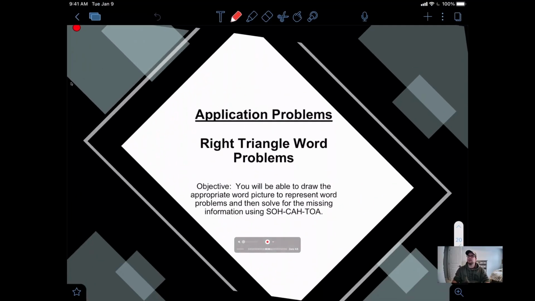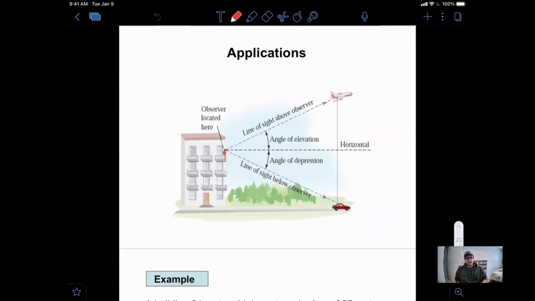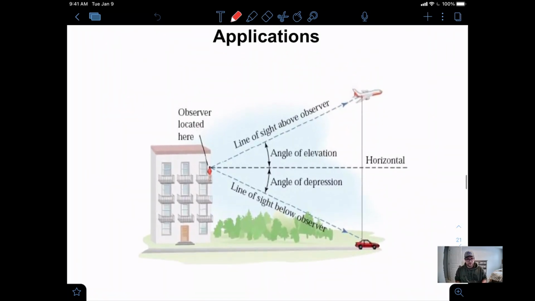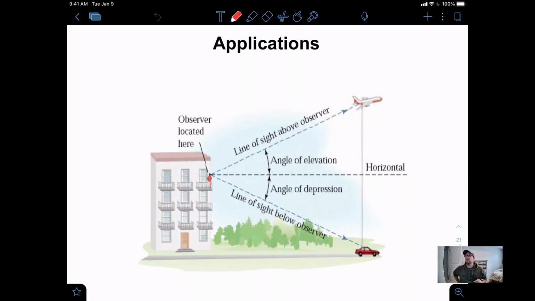Today we are going to be talking about right triangle word problems, application problems. Our objective is that you're going to be able to draw the appropriate picture to represent the word problems, and then solve for the missing information using SOHCAHTOA. So today, in a nutshell, we are using what we call the angle of elevation and the angle of depression to create a right triangle to estimate distances.